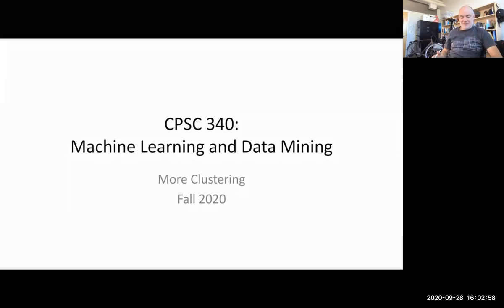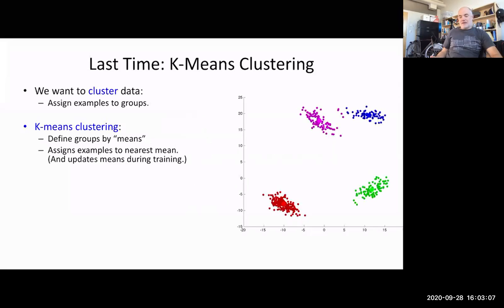This is the latest episode of Machine Learning and Data Mining, CS340. And today we're going to do a little bit more clustering. But last time, like usual, let's link it to what we did, which was k-means clustering. And we set up this problem where we are given X, but we are not given Y. So we're in the unsupervised learning case, as opposed to supervised.